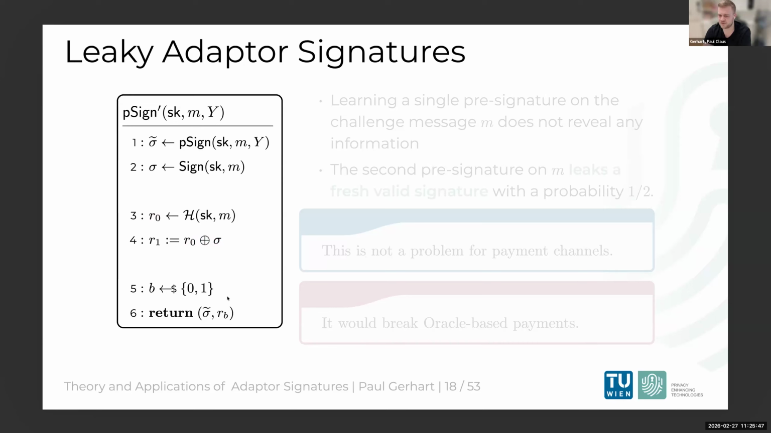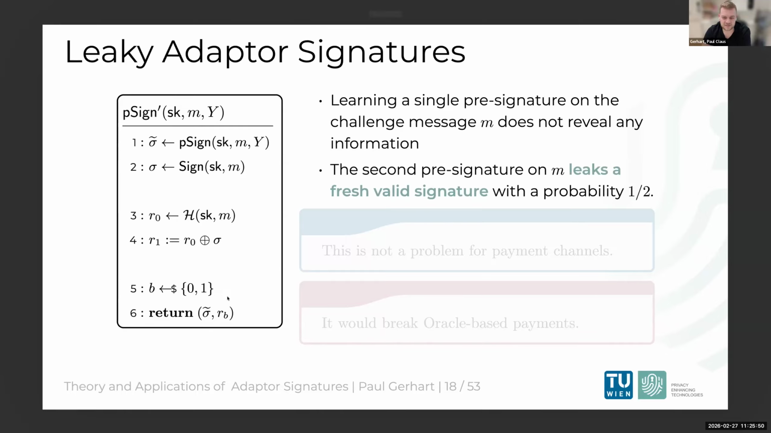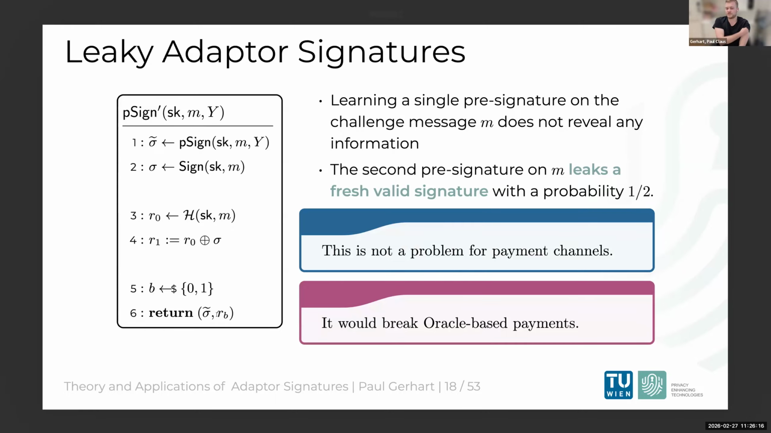I mean, that's really contrived, right? So what you can see is when you learn a single pre-signature on M, you don't learn any additional information to before, because RB is either a perfectly blinded value or a blinding value. Since you learn only a single pre-signature on a message, there's no additional information you actually learn. However, when you learn the second pre-signature on M, you will learn a valid signature with probability 1/2. As I said, this is not a problem for payment channels, but we showed that if you use adapter signatures to create oracle-based payments, for example, this will break your security proof.